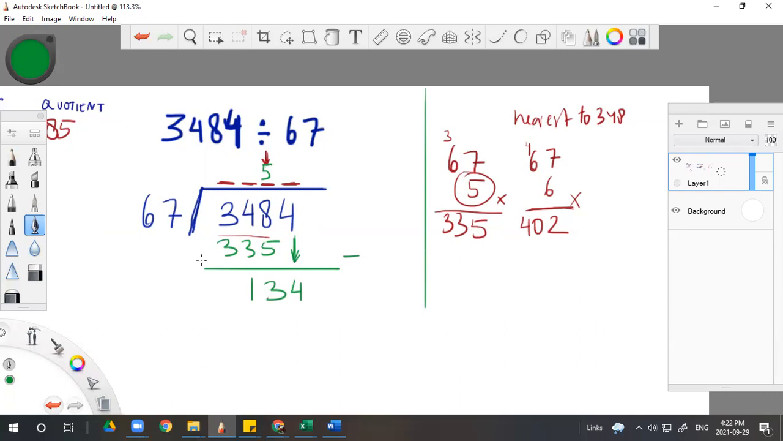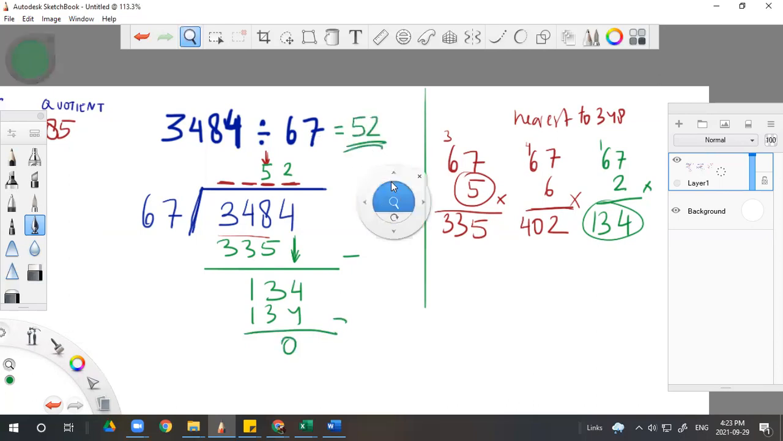134 is the multiplication of 67 and something. So you have to do 67 times something that is near to 134. I just put 2 because I guess that's the nearest. 2 times 7 is 14. 2 times 6 is 12 plus 1, 13. Okay, it's the same. So 134. You subtract, you have no remainder. So the answer will be 52.